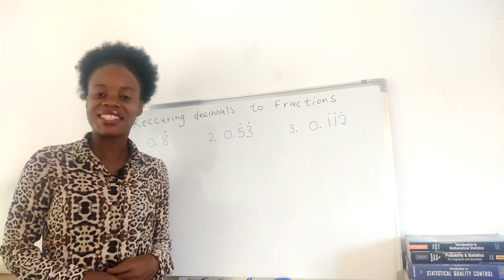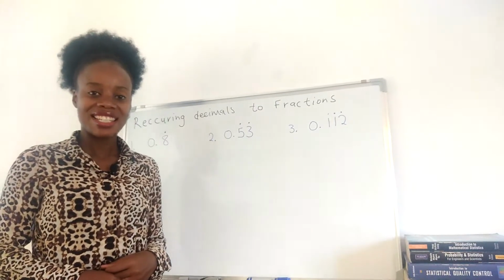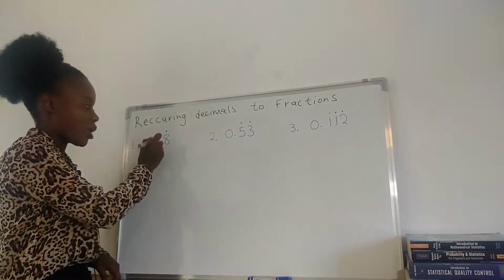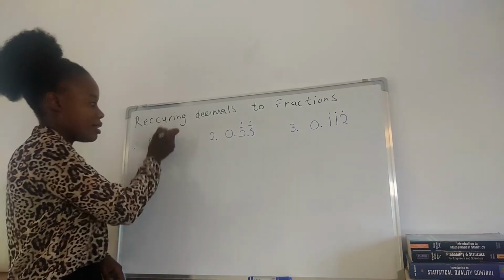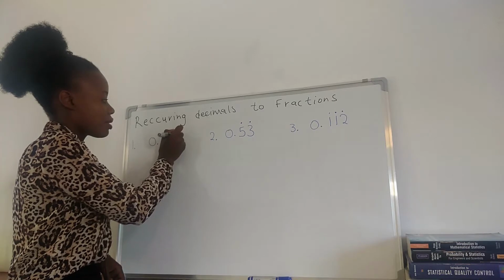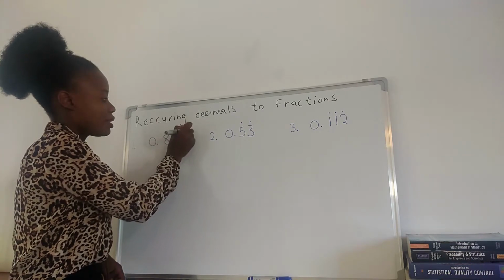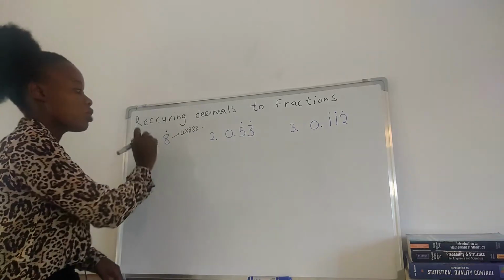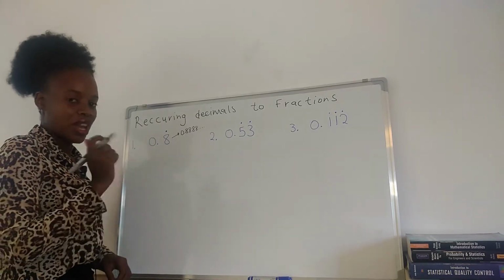Today I'm going to teach you how to change a recurring decimal into a fraction. So if you want to learn that, tune in. Number one, we have 0.8 recurring. This is the same as 0.8888888. So we are going to change this into a fraction.